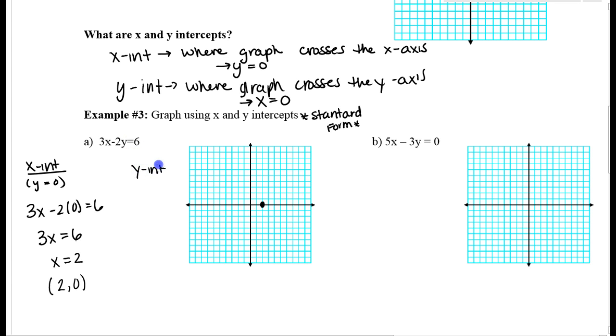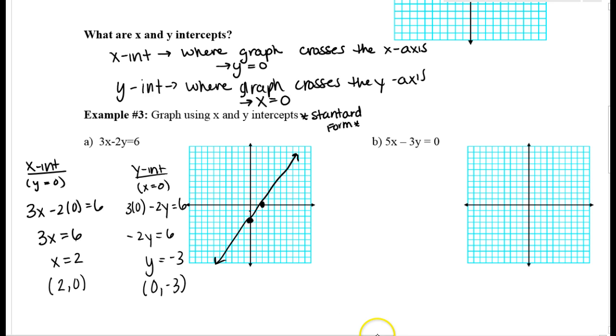If I then look for my y-intercept, I know x equals 0. So 3 times 0 minus 2y equals 6. Negative 2y equals 6 means y equals negative 3. So that would be 0, negative 3, because x is 0 this time and y is negative 3. And hopefully you know, or if you don't know, you only need 2 points to draw a line. So I'm going to use these 2 points to draw my line. And that's how you graph using x and y intercepts.